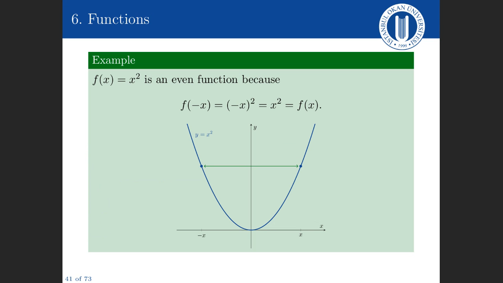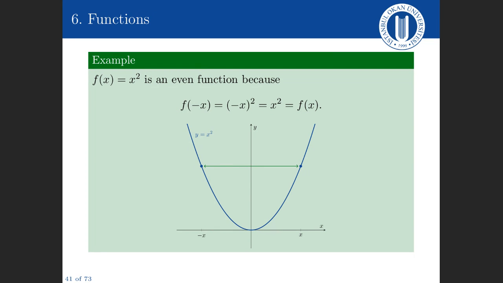Let's do some examples. First of all, f of x is equal to x squared. To understand this, we start with f of minus x. F of minus x is minus x squared, which is the same as x squared, which is f of x. We have that f of minus x is equal to f of x, so this function is an even function.